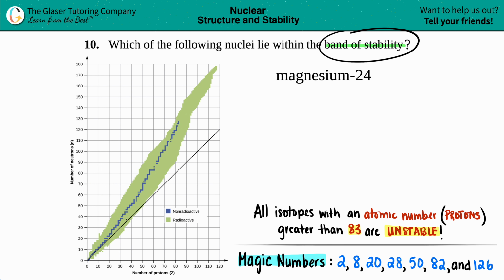And if you are within the band of stability, you are one of these purple or blue ticks on this graph. If you're lying in the green region, that is unstable area, and you would not be within the band of stability. So there's a lot of unstableness out in this world, way more than there is stableness. But let's take this and write it into nuclide notation, where magnesium is Mg.